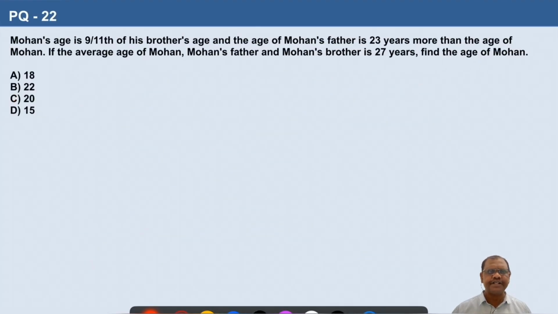Question number 22. Mohan's age is 9 by 11th of his brother's age, and the age of Mohan's father is 23 years more than the age of Mohan. If the average age of Mohan's father and Mohan's brother is 27 years, find the age of Mohan.